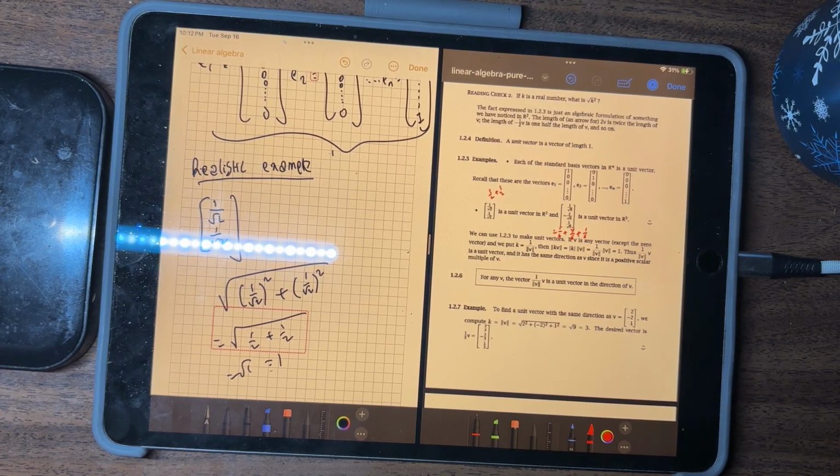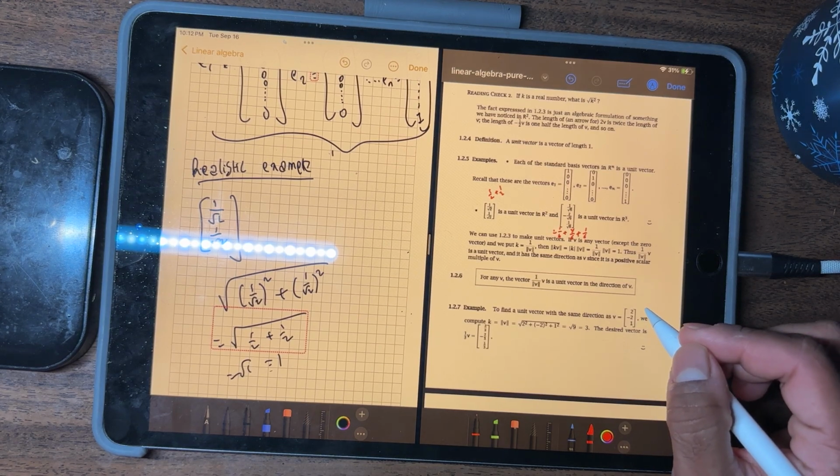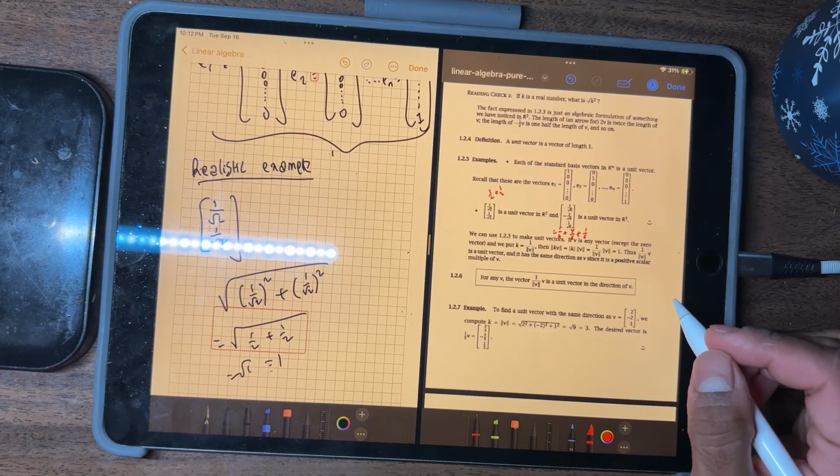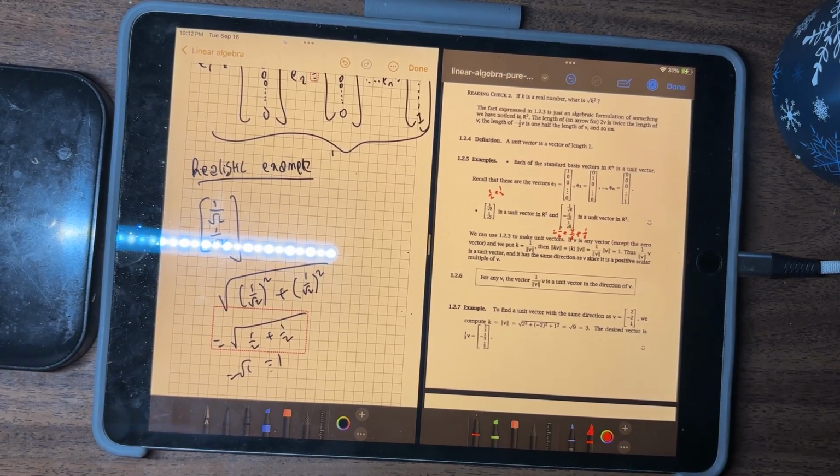Okay, for any vector v, the vector 1 by magnitude of v times v is the unit vector in the direction of v. For example, to find the unit vector in the same direction as v equals 2, minus 2, and 1, we compute some k. So k would be the magnitude of v, which is 3, because 4 plus 4 plus 1 is 9, and root 9 is 3. The desired vector is 1/3 v.